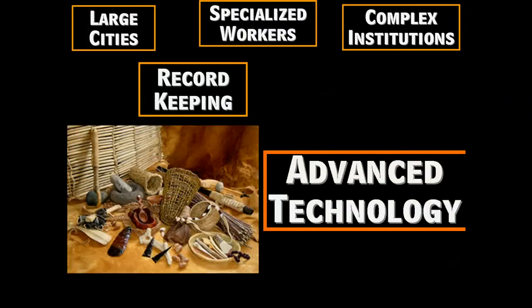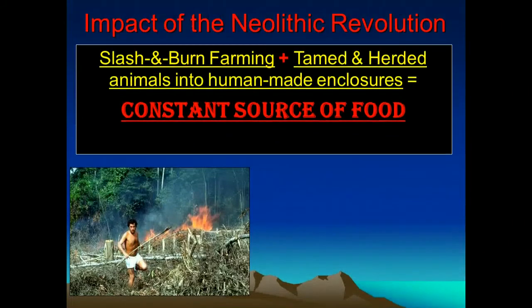And of course, specialized workers, as they become better at their jobs, are going to invent better and better tools. And this is going to lead to something we call advanced technology. All of these 5 characteristics together will make what we now call civilization.